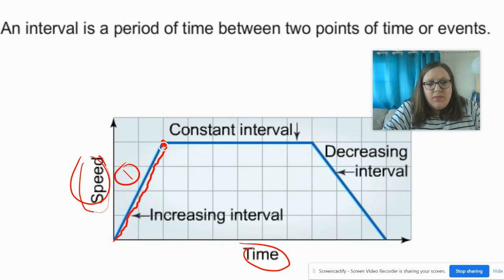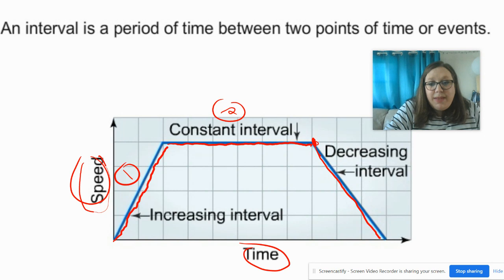And now, time is still increasing, but their speed is staying the same. So this means that they are driving at a constant speed. Maybe they're driving down the highway at like 60 miles an hour and their speed isn't changing. So that's interval 2. And then now you see here that the speed is going down or decreasing, so that means they're slowing down. Maybe now they're approaching to get off of an exit, and that would be interval 3. So we have increasing, and then they're constant, and then decreasing.